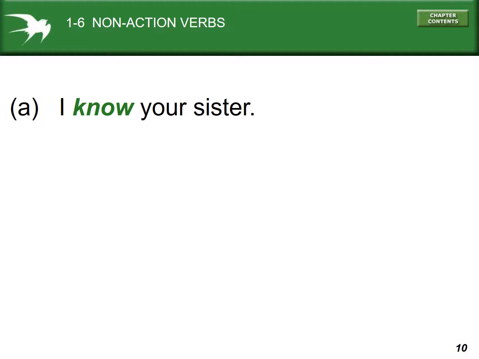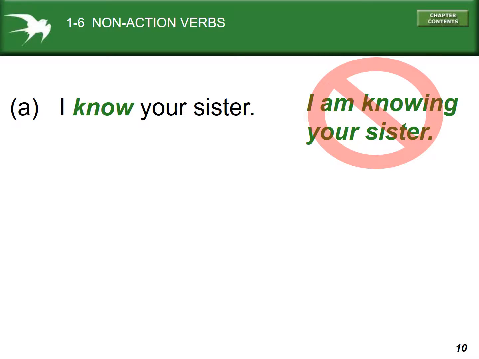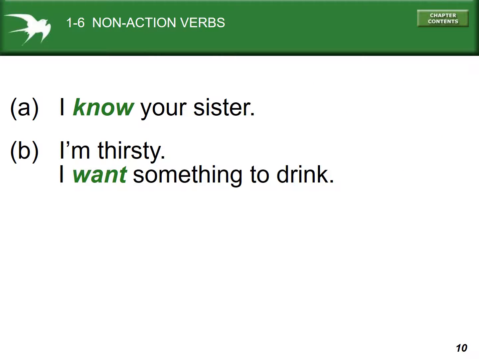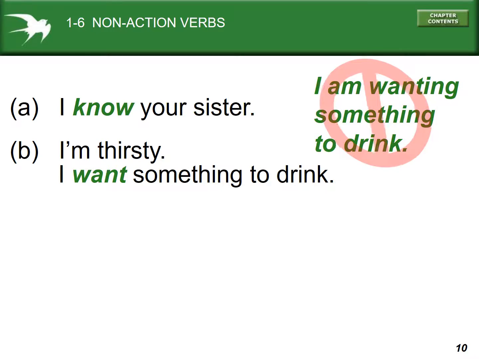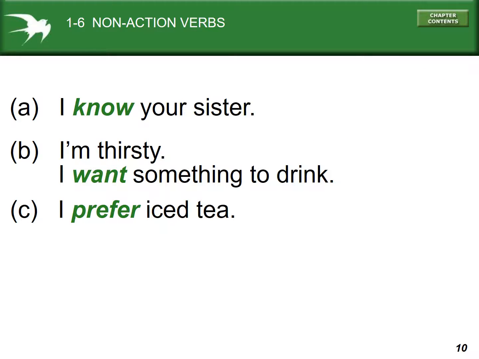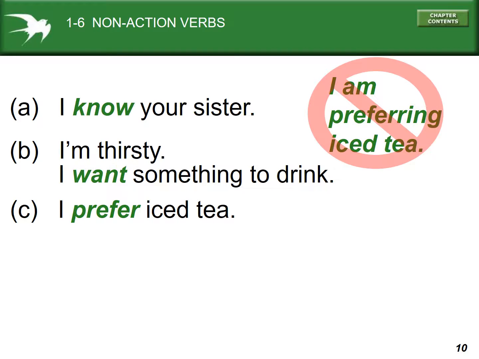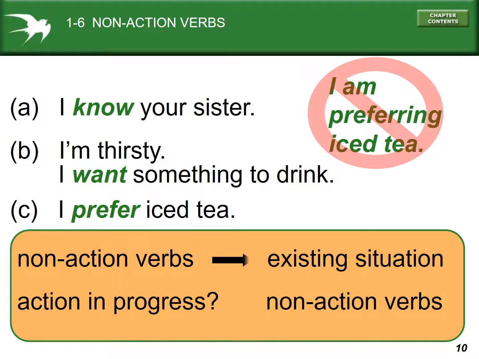I know your sister. We would not say I am knowing your sister. I'm thirsty. I want something to drink. We would not say I am wanting something to drink. I prefer iced tea is correct. I am preferring iced tea is not correct. So, non-action verbs have to do with a situation. I know someone, I want something, I prefer something. It is not an action in progress. Even if it is a situation that is happening at the present moment, it is not an action.